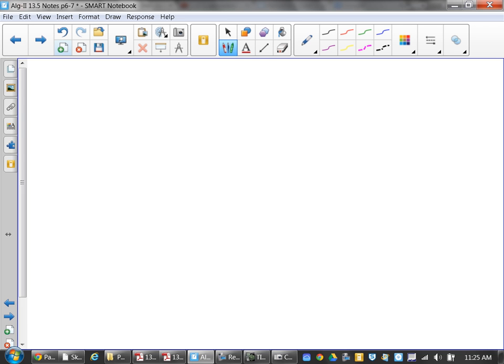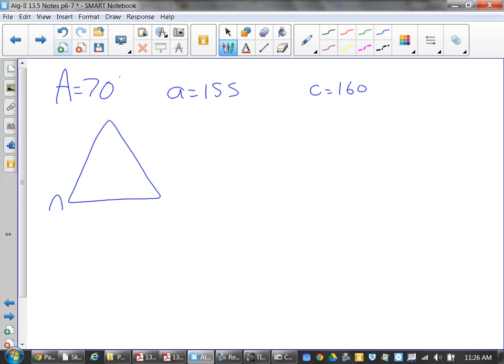Let's say we have this. We have angle A is 70 degrees, side A is 155, and side C is 160. Let's say we have that scenario to start with. Just like we have in the past, what do you think my first thing to do is? Draw. So we just draw a real simple diagram. Angle A is 70, side A is 155, and side C is 160. Notice how the sides and the angle match with the idea of angle side side, otherwise known as side side angle.